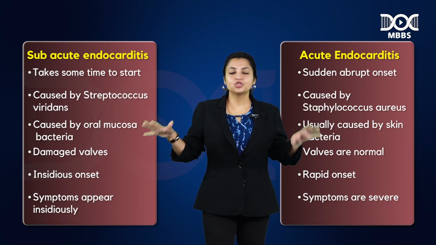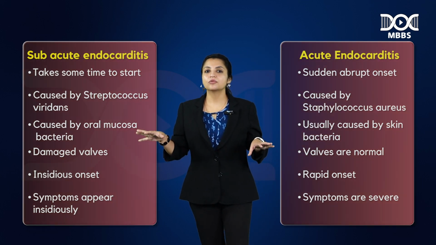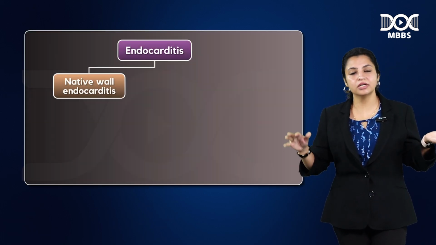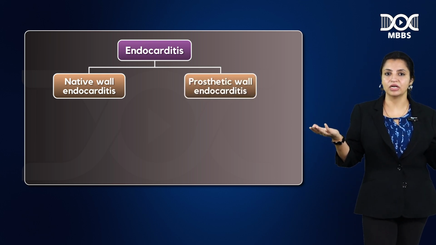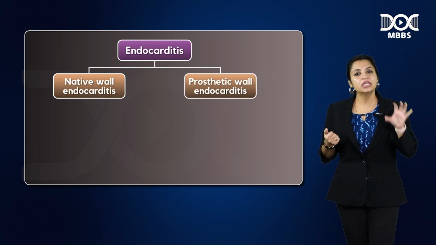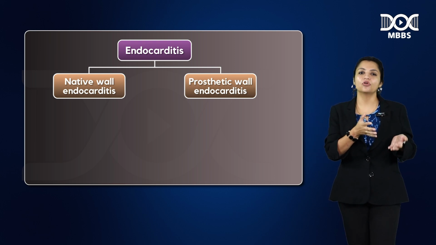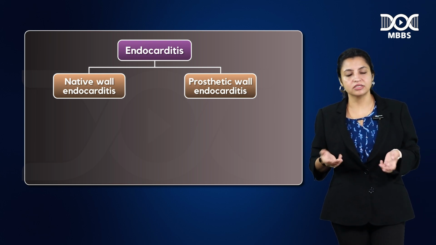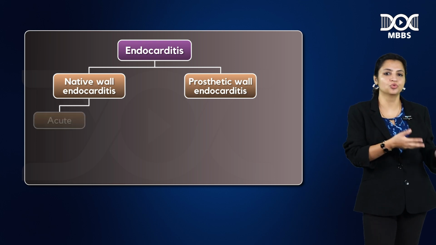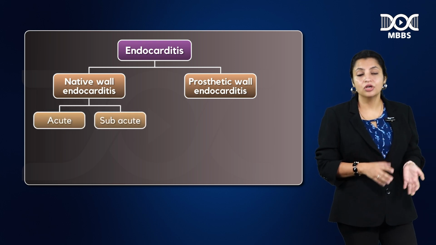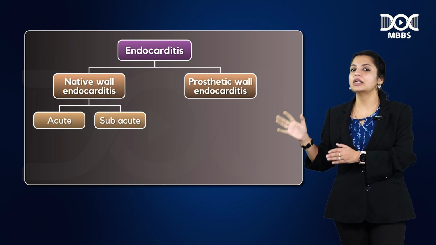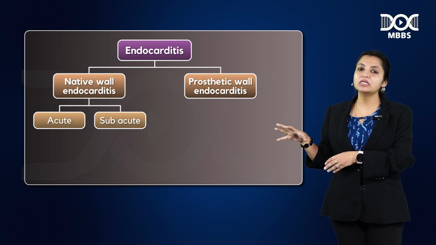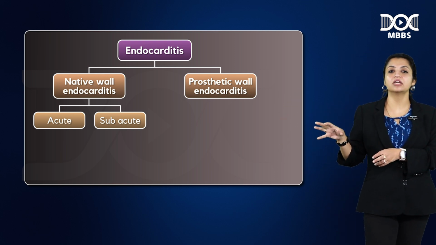Now once we are clear with these two types of endocarditis, we should also be clear about two other types: native valve endocarditis and prosthetic valve endocarditis. What does this difference mean? Native valve endocarditis means that you have your own valve, and that is getting inflamed. Again, this native valve endocarditis could be acute or subacute. Prosthetic valve endocarditis means endocarditis which occurs in a valve which has been prosthetically put in a patient.